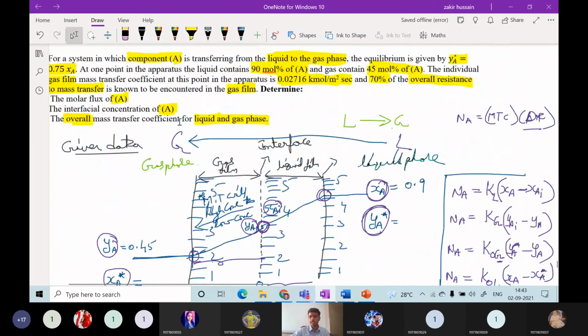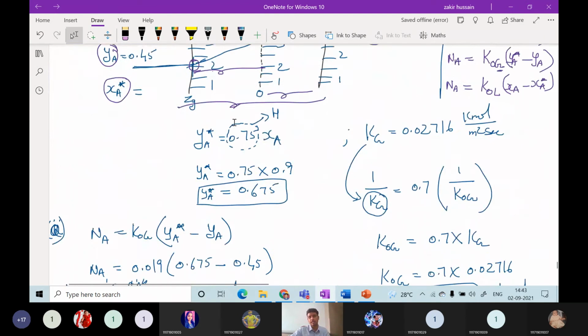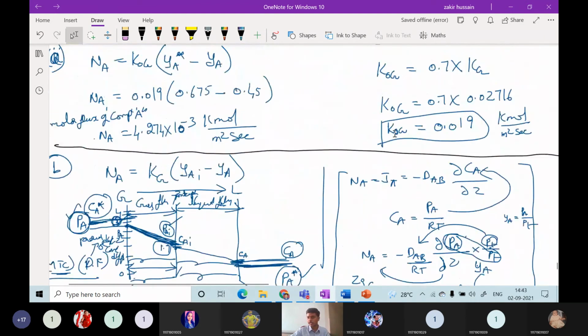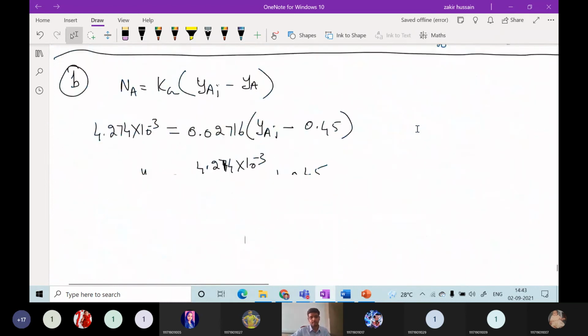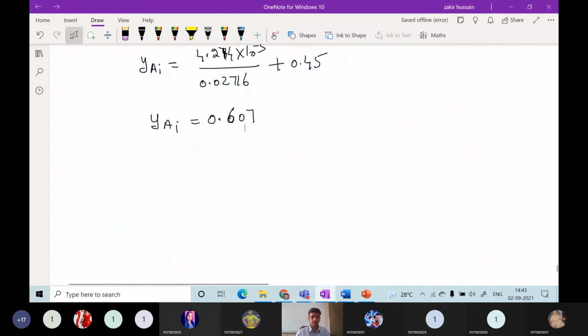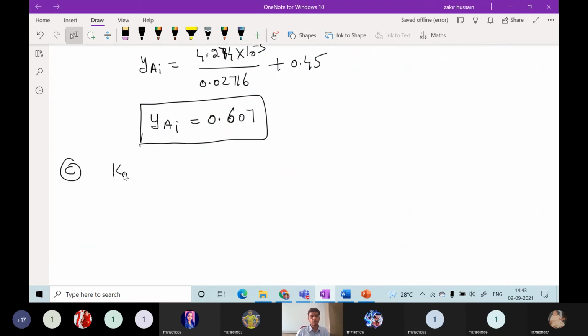Determine the overall mass transfer coefficient for liquid and gas phase. KOG and KOL we have to determine. KOG we have already found from the given data, so KOL we have to find out. This one is YAI, and this is part C, which asks what KOG is and what KOL is.